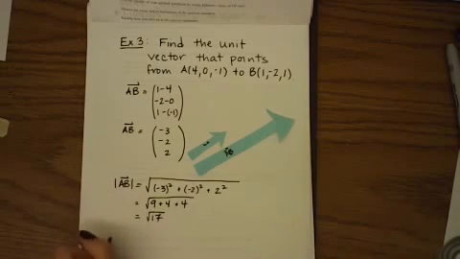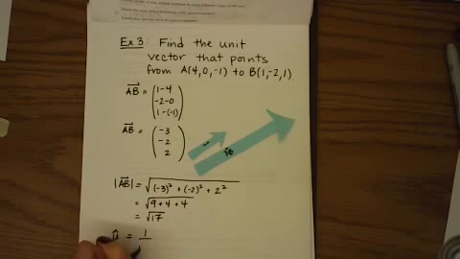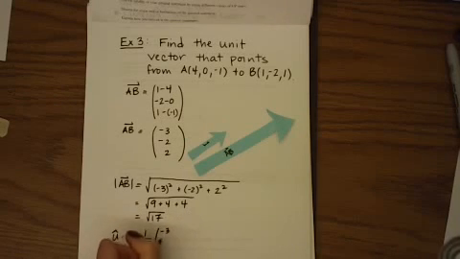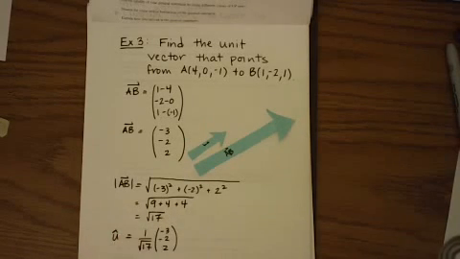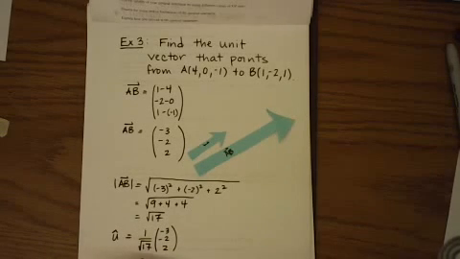Now that I have the magnitude, I can write an expression for the unit vector by taking 1 over the magnitude and multiplying it by vector AB. So this is it in component form, or you could write it in ijk form by taking negative 3 times 1 over root 17, and that's multiplied by i hat, minus 2 over root 17 j hat, plus 2 over root 17 k hat.